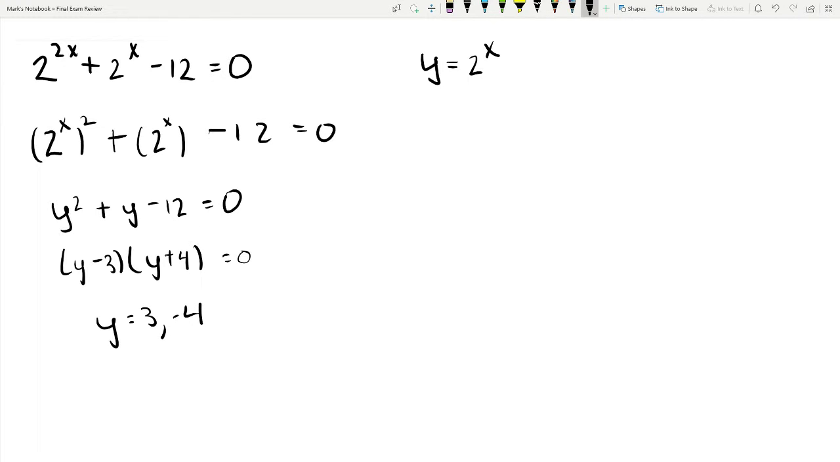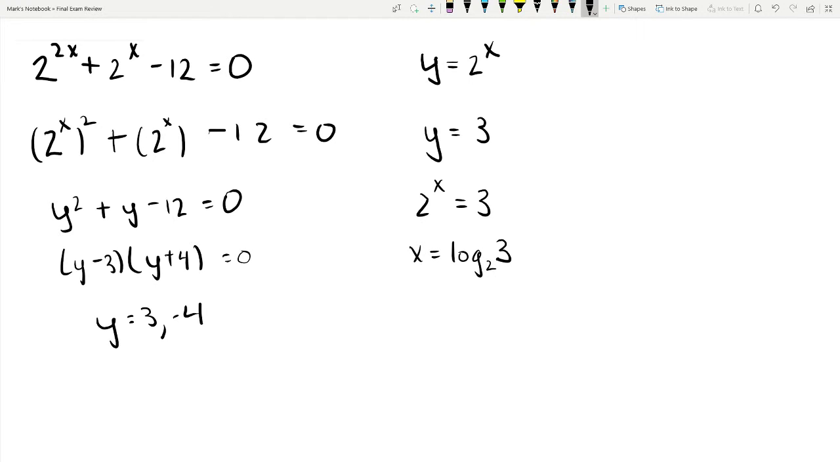But this is where we need to be careful, because remember, we're not solving for y, we're solving for x. So I'll just take each one separately. If y is equal to 3, then let's plug it back in terms of x's so that we can solve for the x instead. So we got 2 to the x is equal to 3, and we could solve this a couple different ways, but we're just going to use the simple equation that allows us to convert between an exponential equation and a logarithmic equation. And that's just going to give us x equals log base 2 of 3.